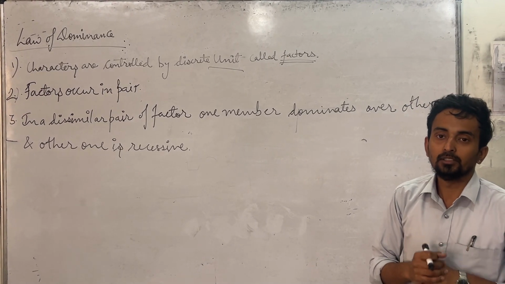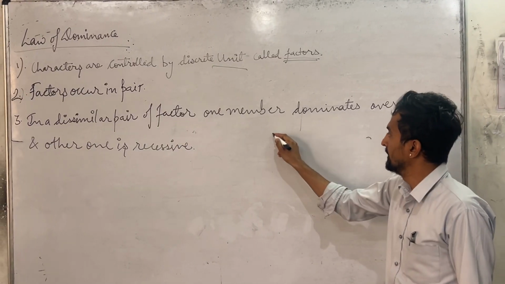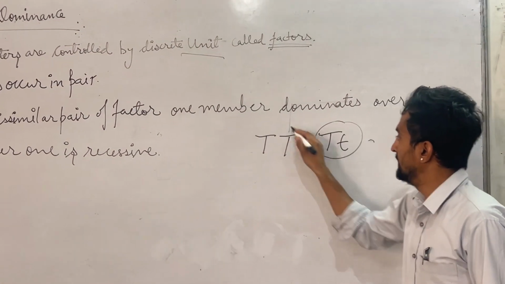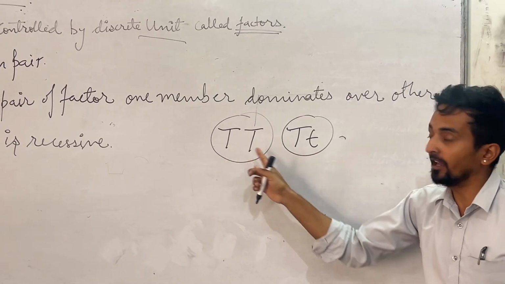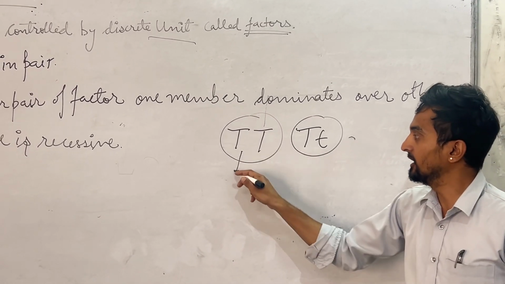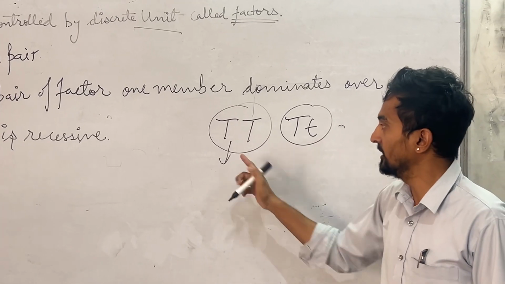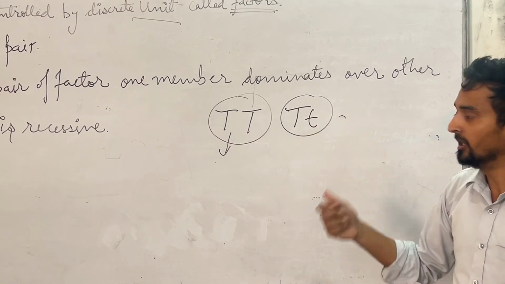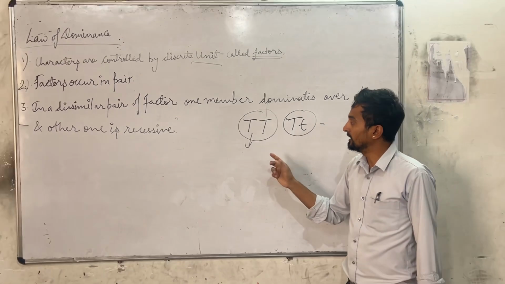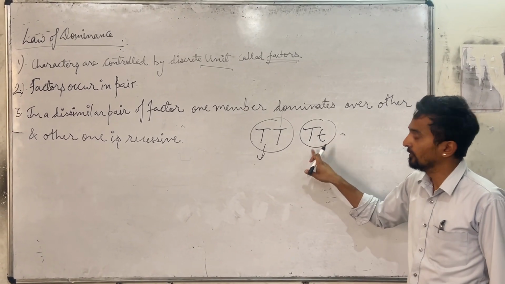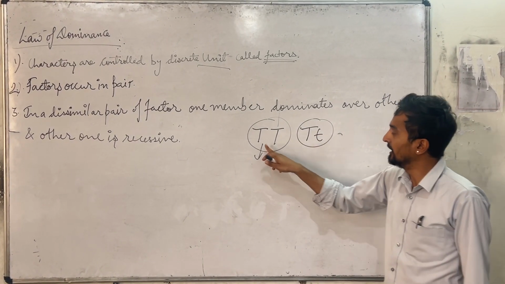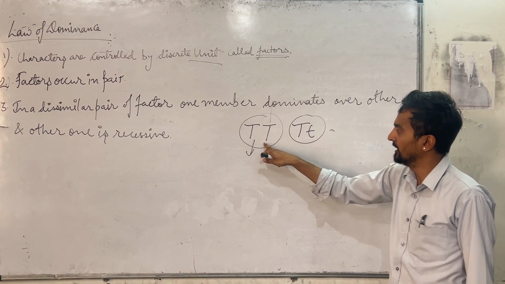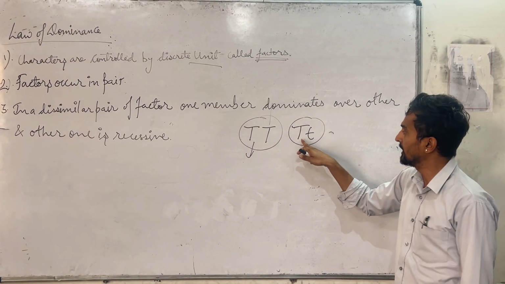The second postulate is that factors occur in pairs. As we know from the first experiment, the monohybrid cross, capital T and small t are an allelic pair, and these factors are always in pairs. This one is a homozygous condition, where both are capital letters. But in heterozygous, we see capital T and small t. The main thing is that these factors, which move from one generation to another, are in pairs. Like we see these two pairs: one capital T, capital T, and the next pair, capital T and small t.